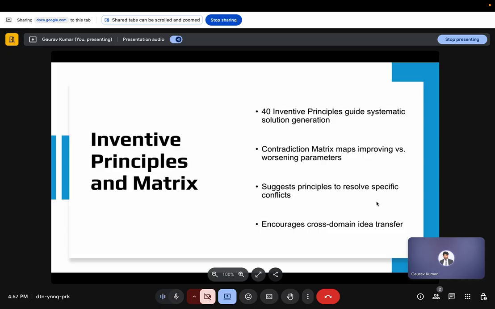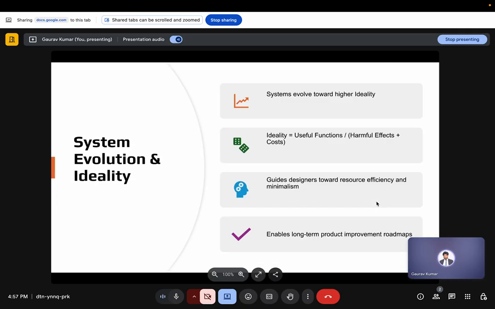So multiple principles can be combined. We test the candidates with quick sketch models or calculations. Weak fits are discarded, promising ones proceed to concept integration. So the matrix operationalizes invention as a learnable practice. Okay.